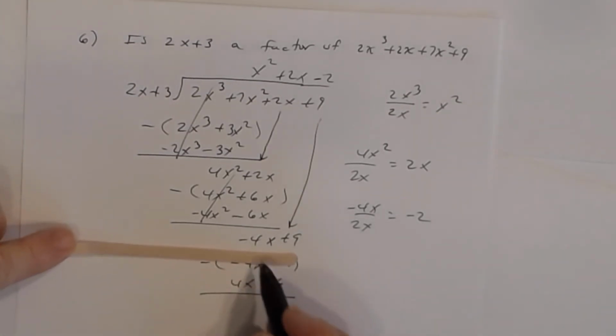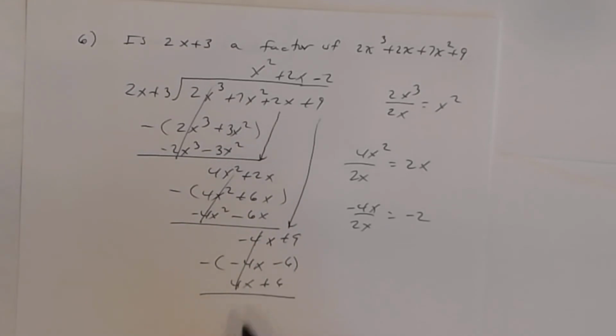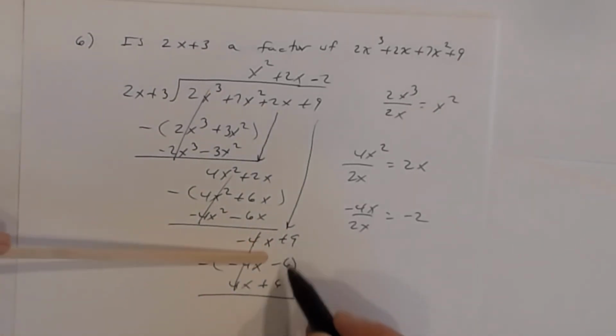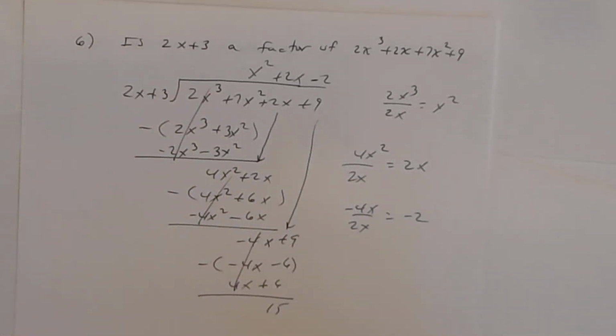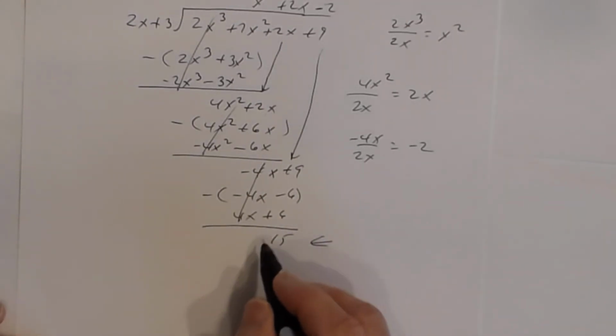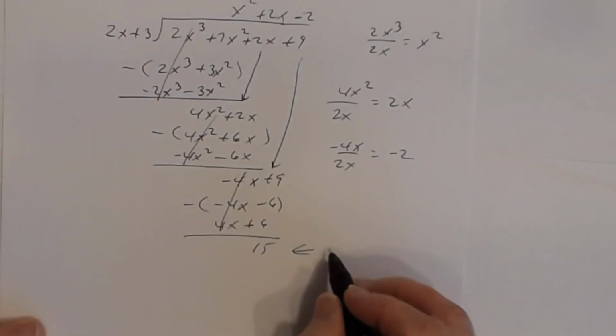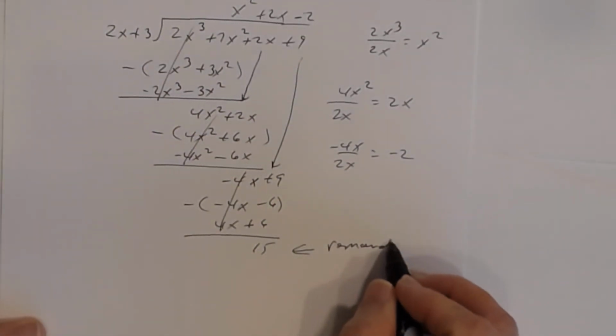And when I add those, this is 0. That's what you wanted. Notice each time the first columns always cancel out. 9 plus 6 is 15. So notice the remainder. Now I'll stop here because the degree of a constant is 0. 0 is less than 1. So the remainder is 15.